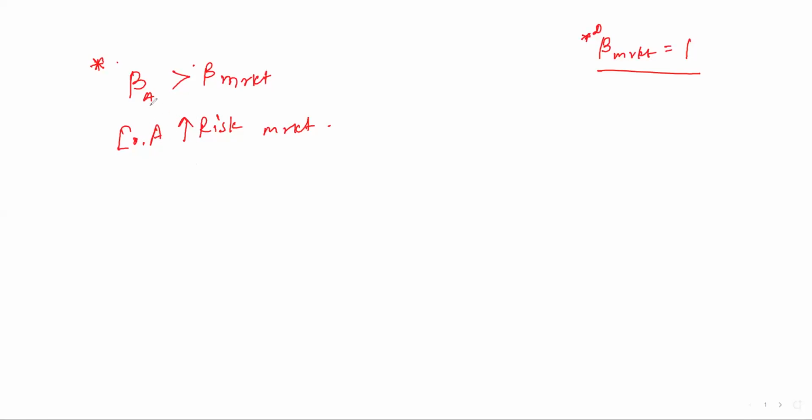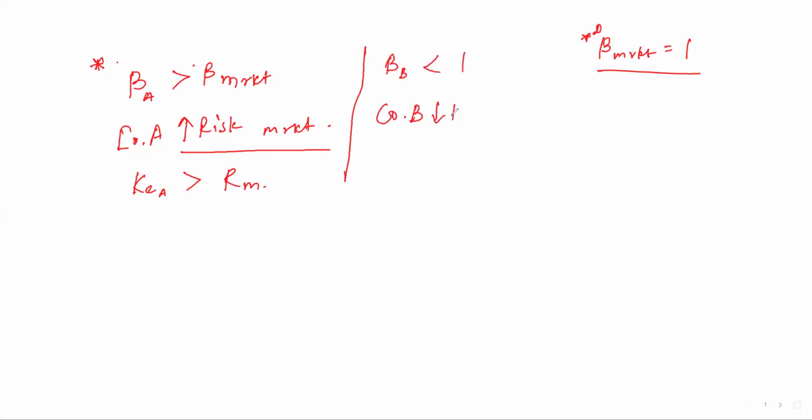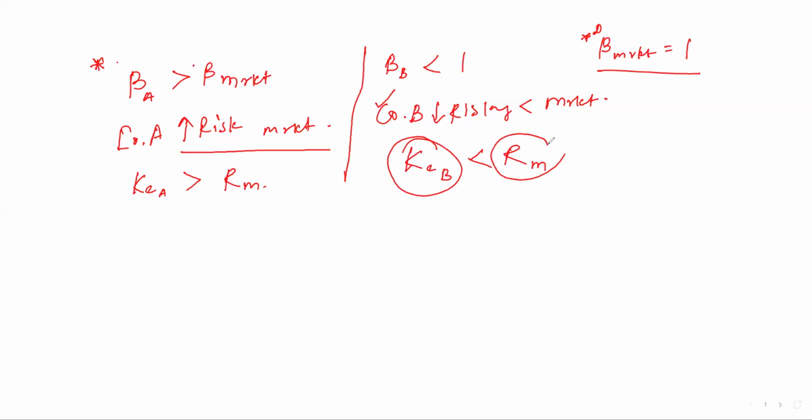Company A, if beta of A is higher than beta of the market, it would mean company A has higher risk as compared to the market. That would mean the return that company A should give should be higher than the return of the market. On the other hand, if beta of B is less than 1, it means that company B is less risky as compared to the market. And if company B is less risky, then the cost of equity for company B would be less than the return from the market. The return provided by company B would be less than the return from the market.